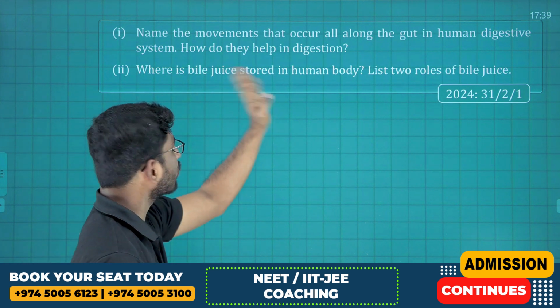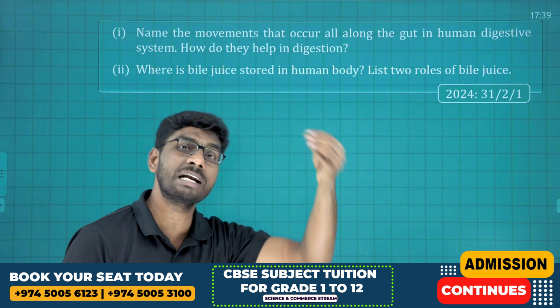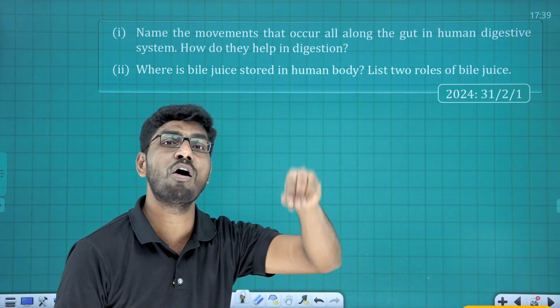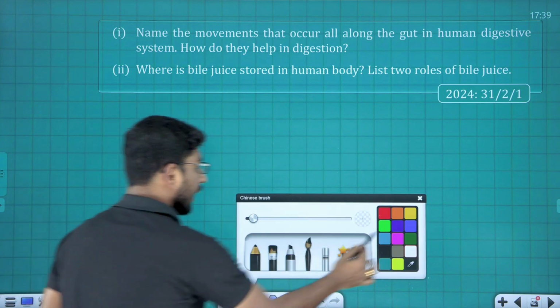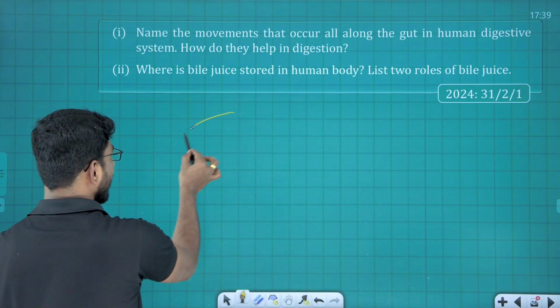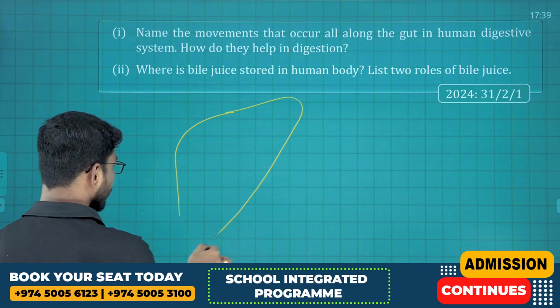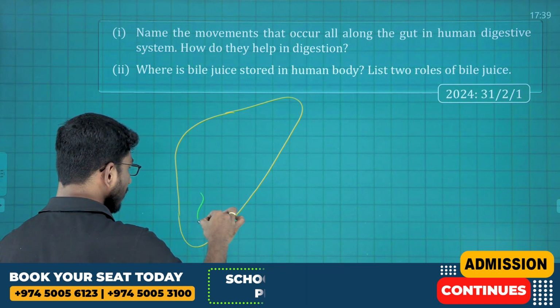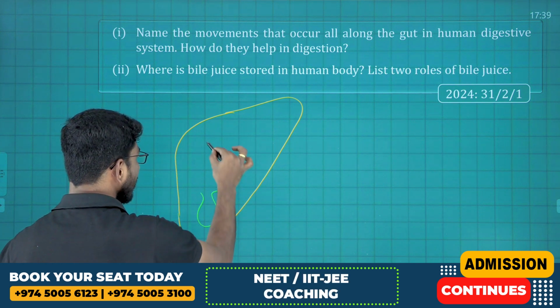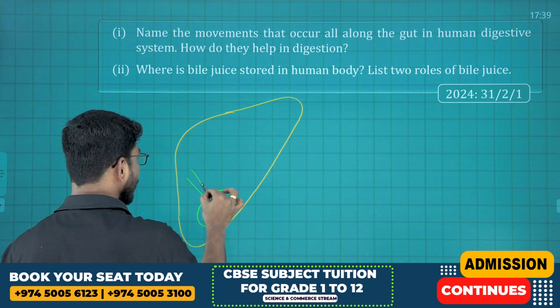Next, where is bile stored? Bile is secreted by the liver and stored in the gallbladder. Bile is important for what? For the emulsification process. If you take, this is the human liver, and in the human liver there is a small structure. What is this? This is actually called the gallbladder. Look at it like this.